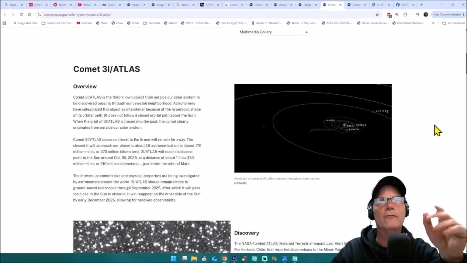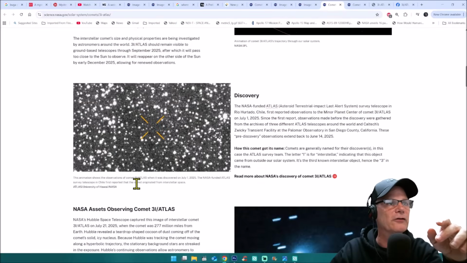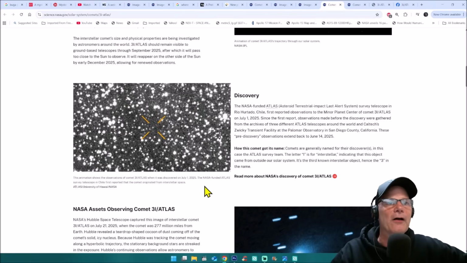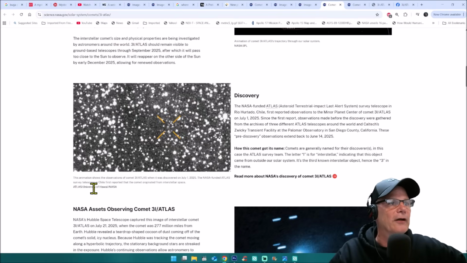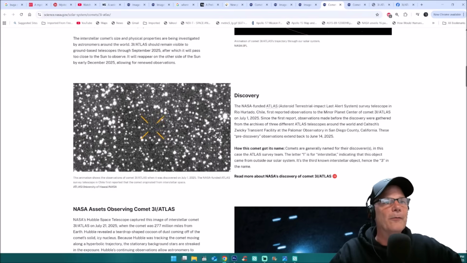And you see, again, we've got these photos here. We got a GIF here. Animation shows the observations of Comet 3I Atlas when it was discovered on July 1st, 2025. The NASA-funded Atlas Survey Telescope in Chile first reported that the comet originated from interstellar space.